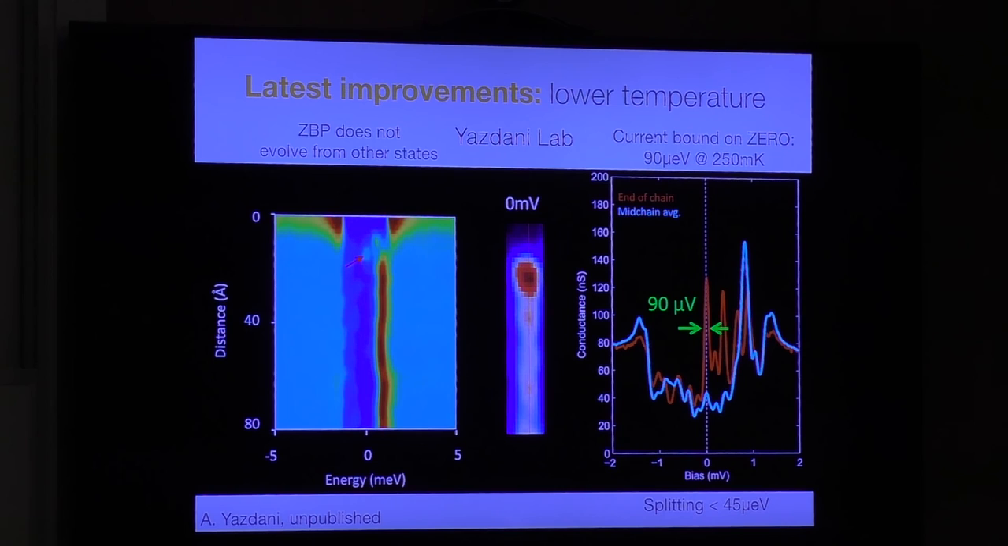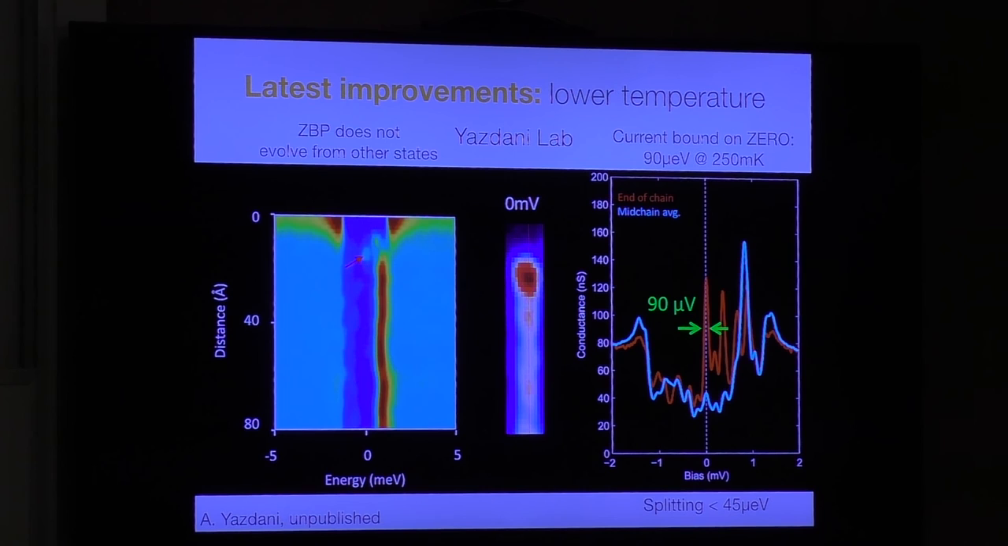So your blue line is not supposed to have a zero bias peak, right? Am I right? Yeah, this blue line is somewhere here. Well, if I wanted to make a case, I would take the best data that shows nothing at zero energy for the blue. Well, this is mid-chain. This is average.